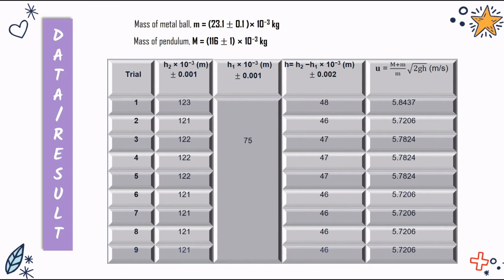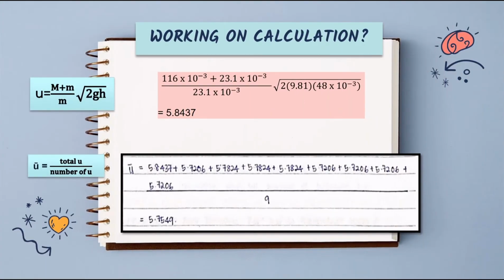Now let's take a look at how we can calculate the U. So here U means the initial velocity of the metal ball. We can use this formula to find U: U equals the mass of the pendulum plus the mass of the metal ball, divided by the mass of the metal ball, times the square root of 2gh. g is the gravitational acceleration, which is 9.81 m s^-2, and h is the height.